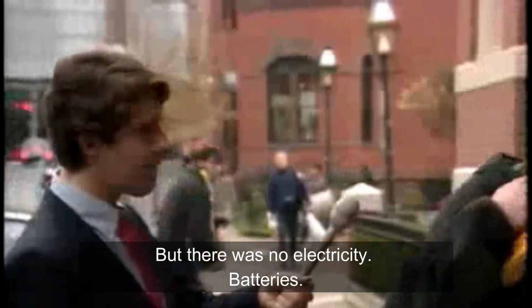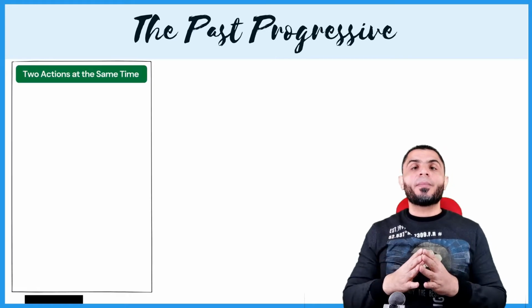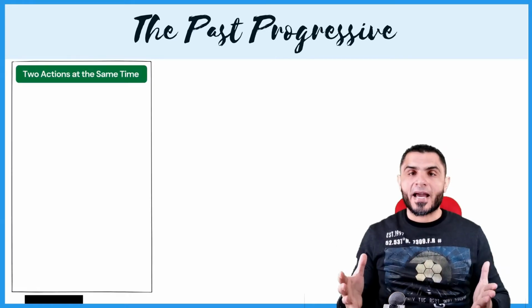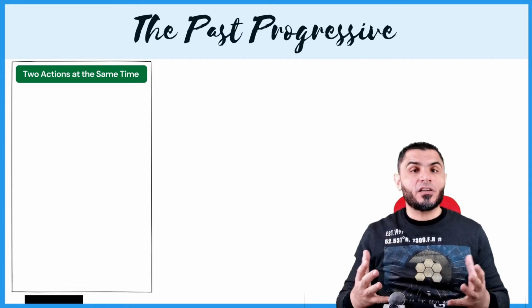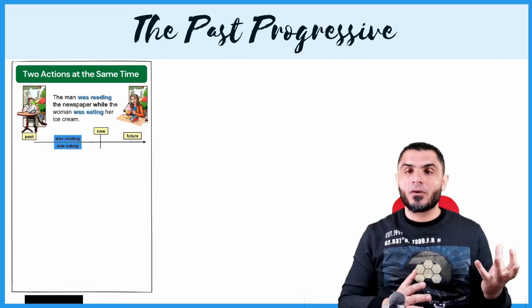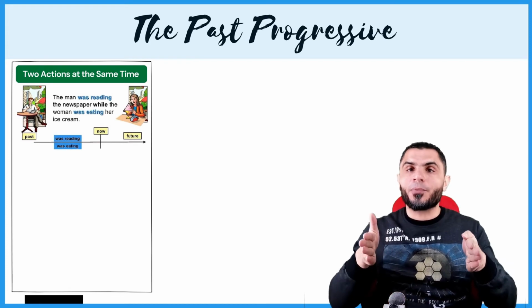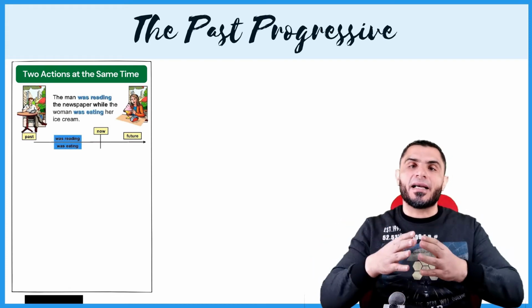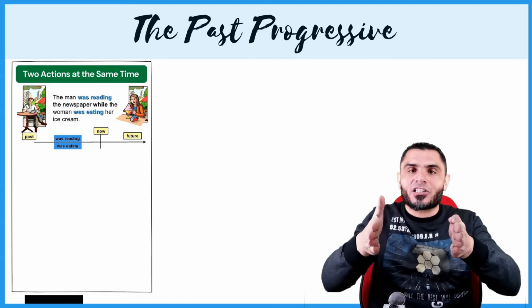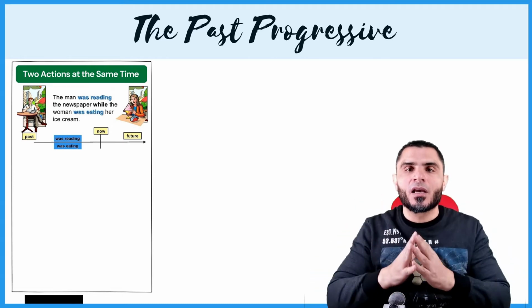The third use is when we talk about two or more actions happening at the same time. As you can see from this picture, the man was reading the newspaper while the woman was eating her ice cream. So here we have two actions happening at the same time.